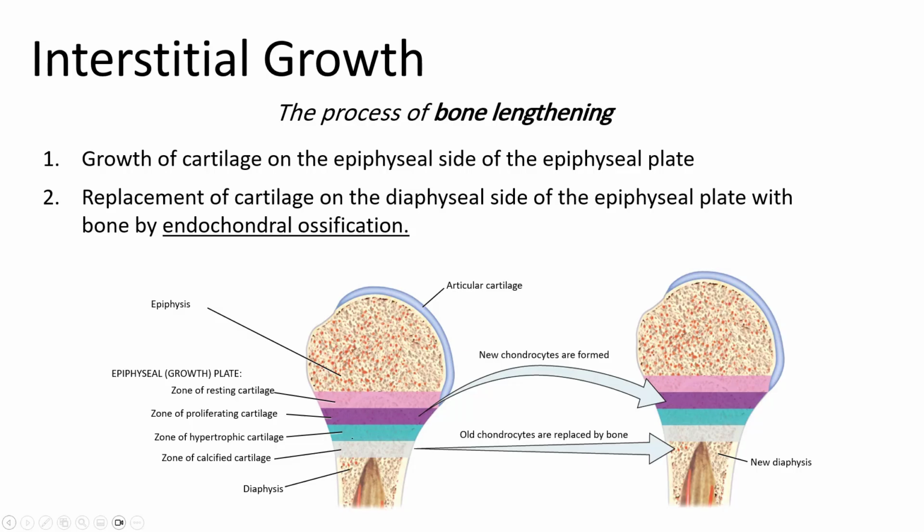So, to summarize this process of interstitial growth, we first have the growth of cartilage at the epiphyseal end of the epiphyseal plate in the zones of proliferating and hypertrophic cartilage. And then we have the replacement of cartilage on the diaphyseal end of the epiphyseal plate, with bone tissue occurring in the zone of calcified cartilage. The repetition of these processes over time leads to our bones growing in length.